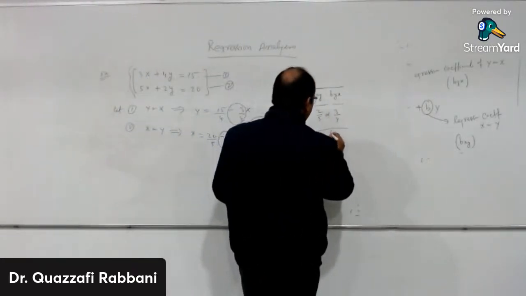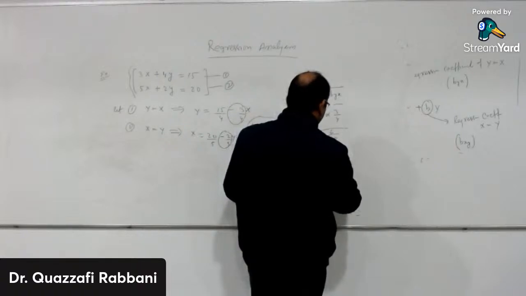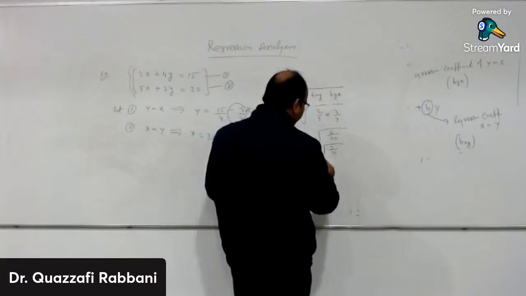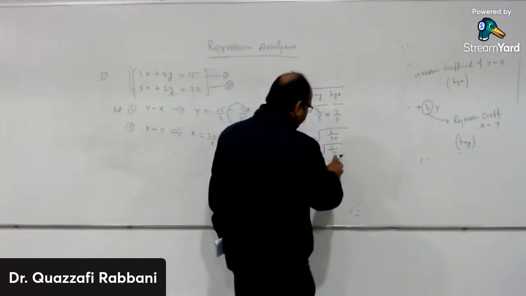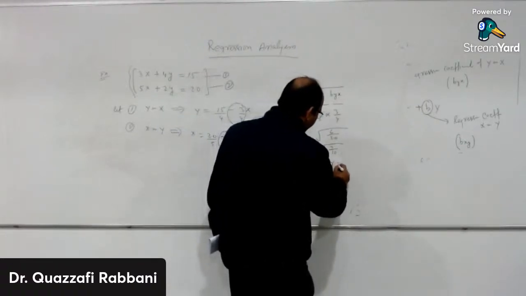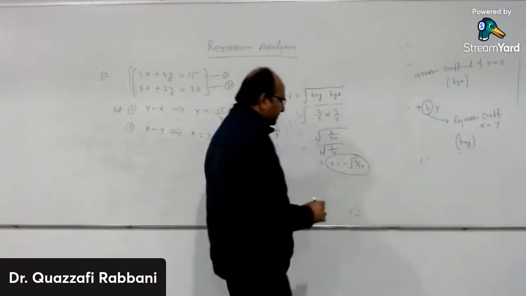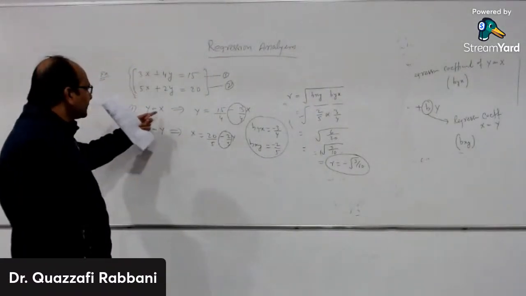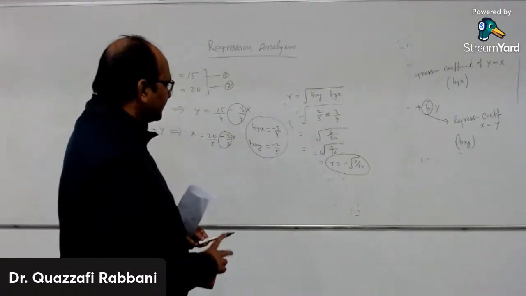So in that case, this is 6 by 20, that is 3 by 10. If you calculate the square root of 3 by 10, the value will be less than 1. So here r will be negative, and this is within the limit. So you can say in that question, equation 1 is y on x and equation 2 is x on y, and you can complete.